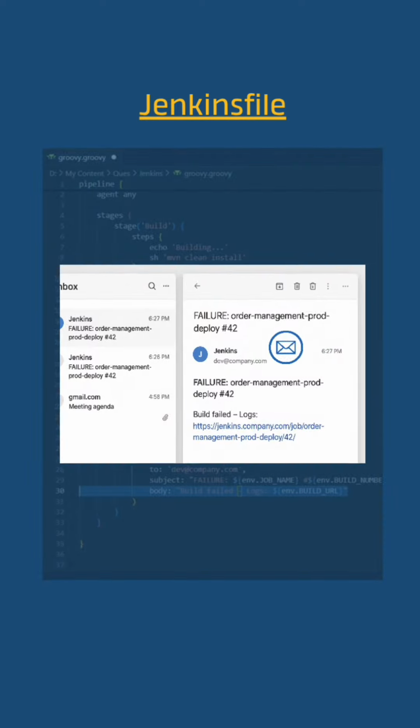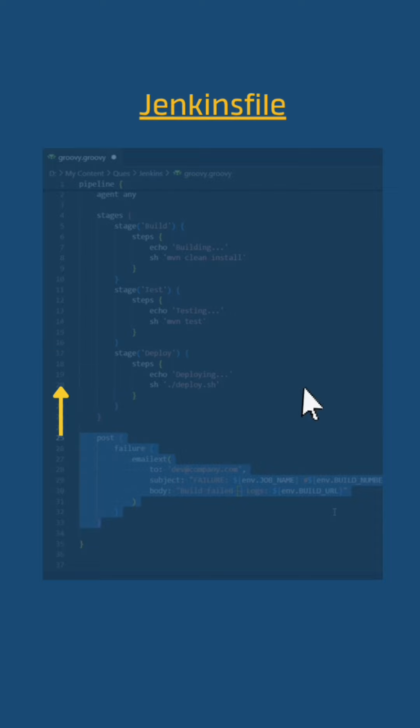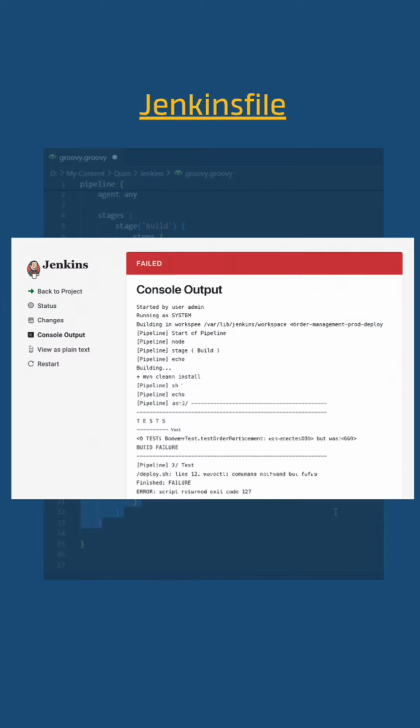Here you can see that Jenkins will send email to the developer team and the subject will automatically include the job name and build number from Jenkins. The email will show a failure message with a clickable build URL. And that's how we send email when the job fails in Jenkins.